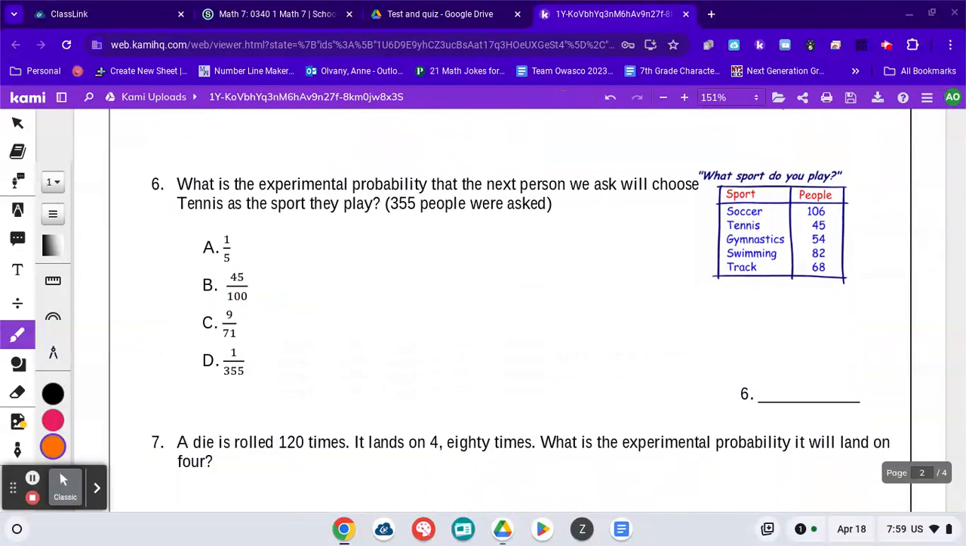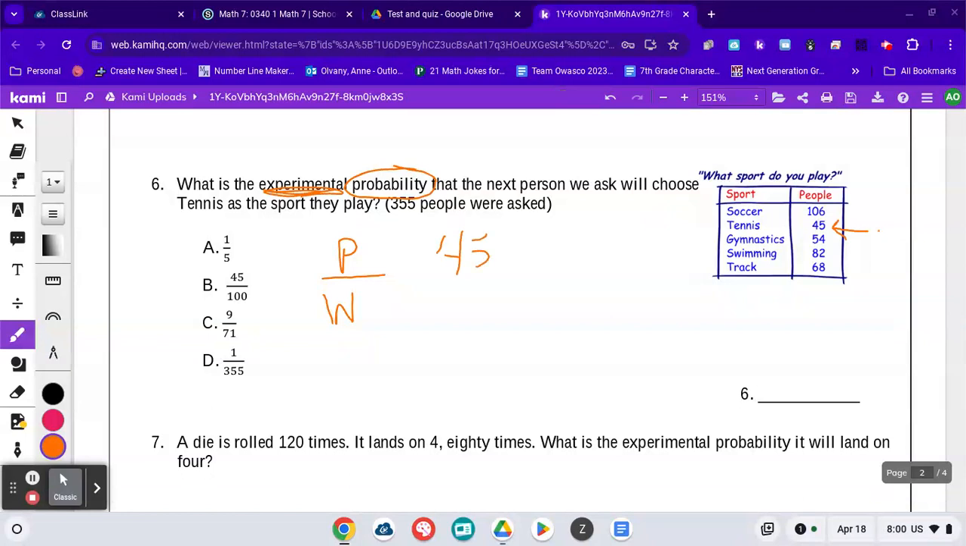What is the experimental probability that the next person we ask will choose tennis as the sport they play? 355 people were asked. We'll notice that we're asking for probability, so that always comes in the form part over whole. The next person we ask will choose tennis based on our experiment.